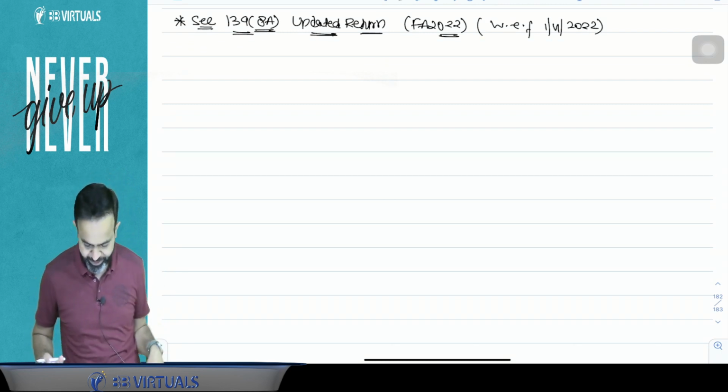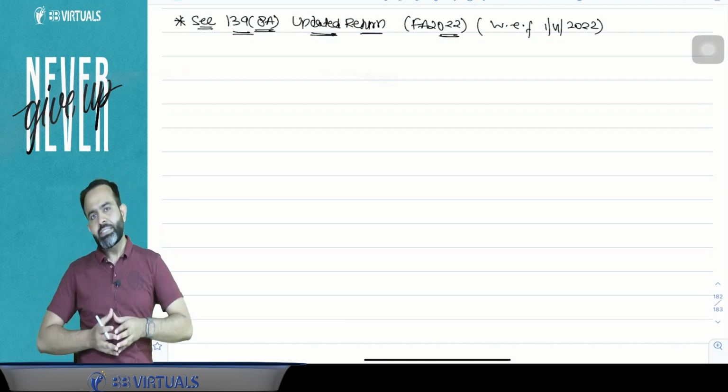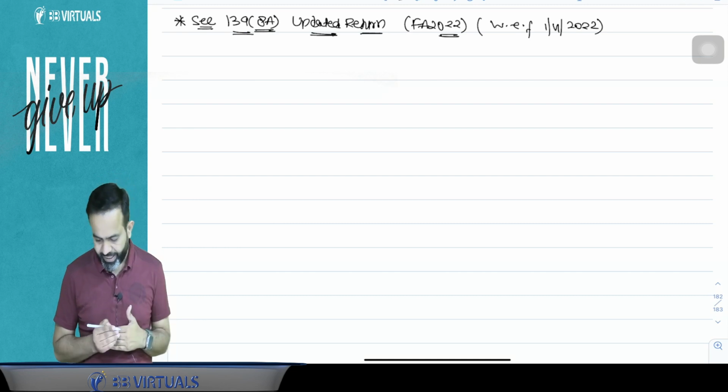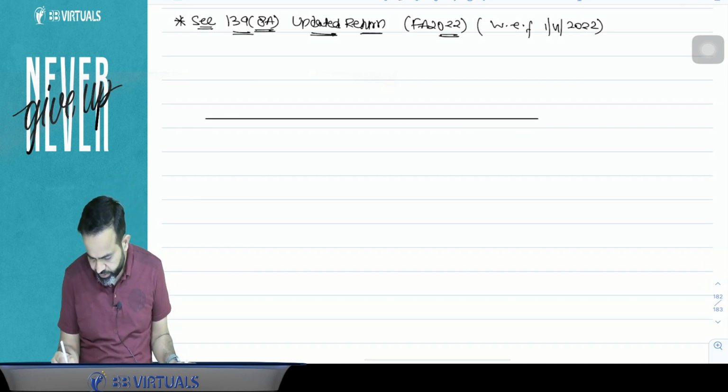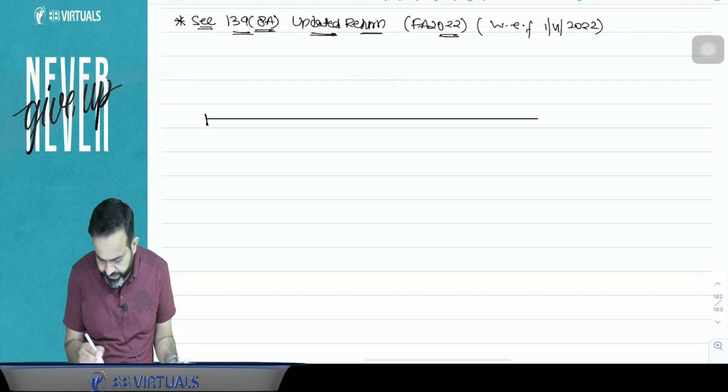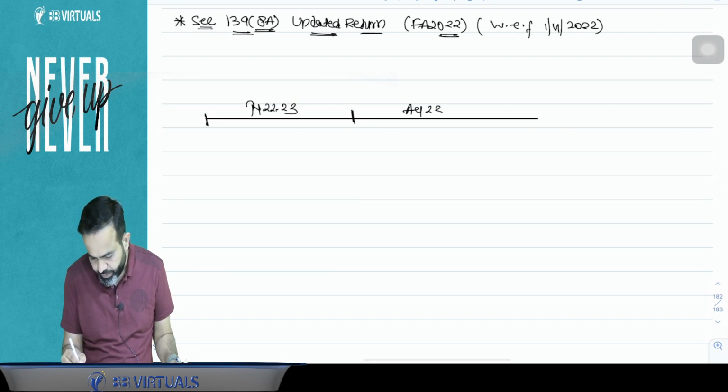Basically, all people pay attention. So normally, what is the time limit to file the return? So I can take one example. For your examination, your previous year is 22-23 and your assessment year is 23-24. So what is the normal time limit to file the return?